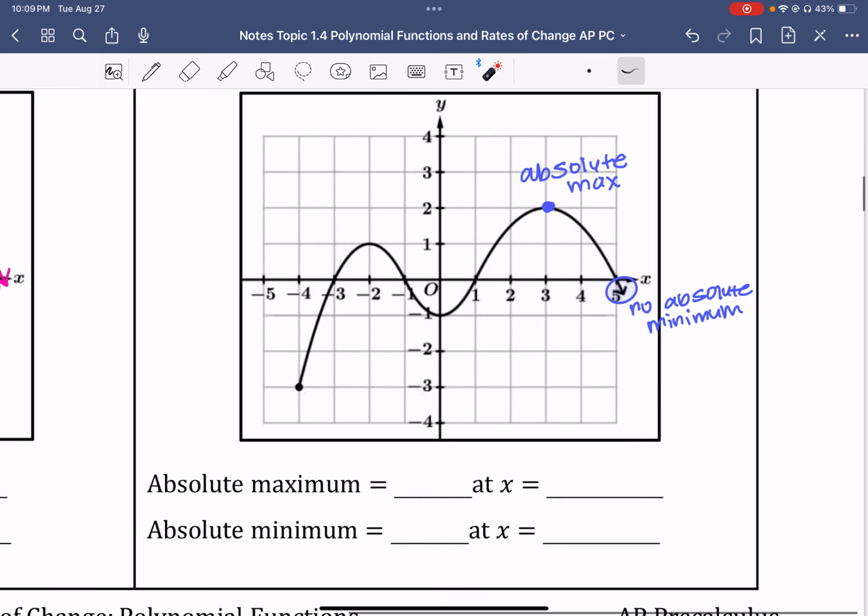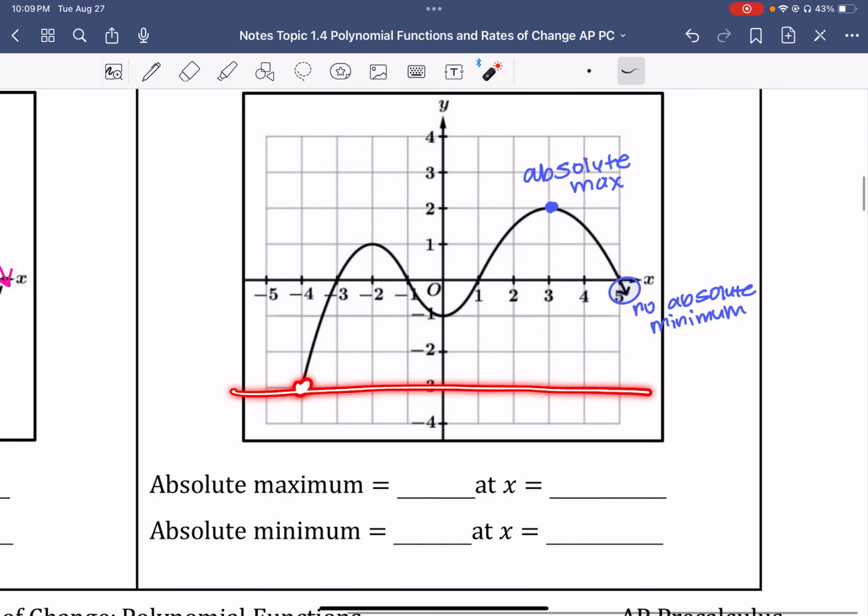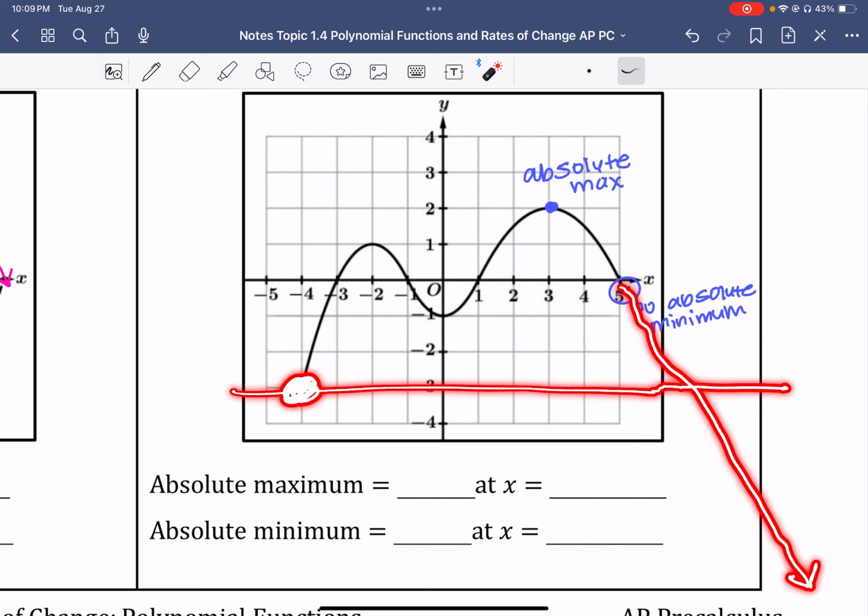Now, some of you might have seen this point and said, oh yeah, that's my absolute minimum because there's nothing below that. That's what the graph wants you to think, because they're hoping that you're going too fast and not paying attention. But remember that arrow that I just circled? This arrow just means that I'm going down forever and it's never going to stop. So in actuality, this one over here is not considered an absolute minimum because the graph is going to go down to infinity forever and ever. It's going to get lower and lower.